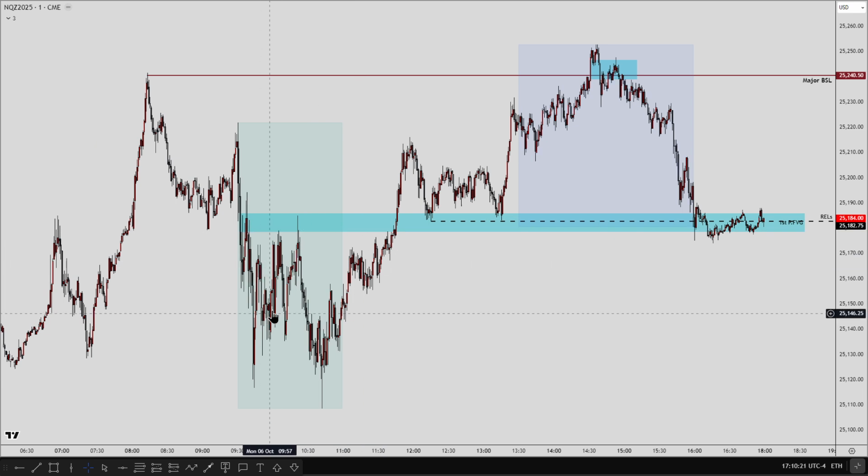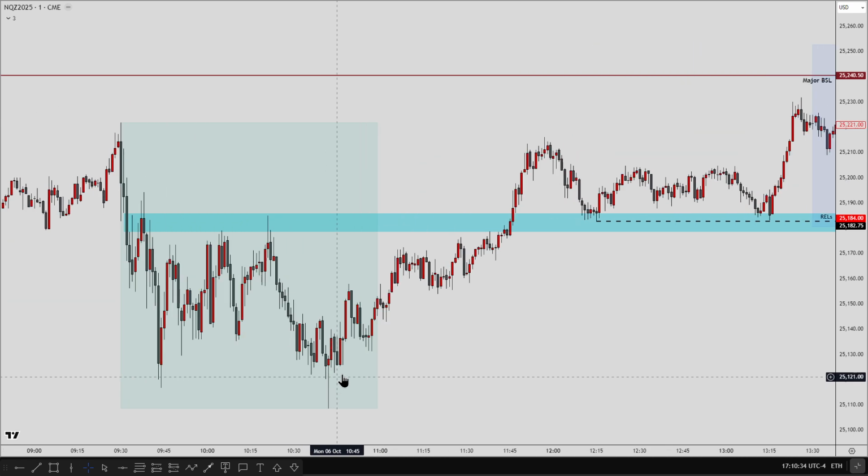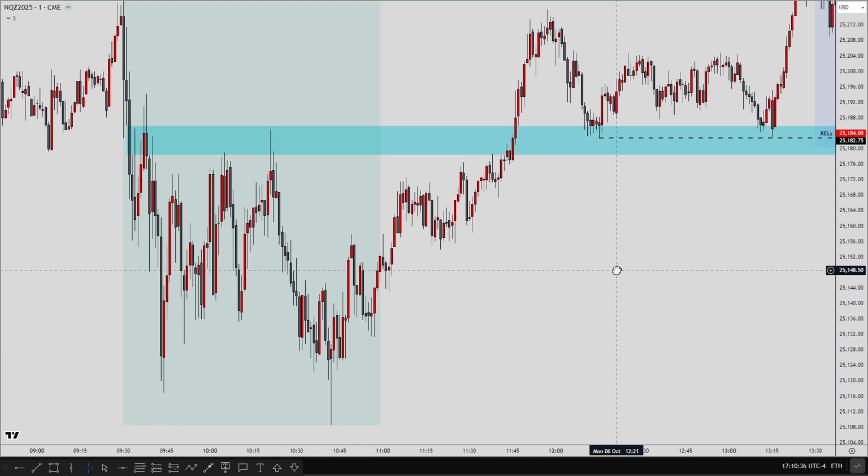Now we got a lot of choppiness going into the AM session, for most of the AM session. Post 10 o'clock we had that sell side delivery, it does trade higher, that is a silver bullet setup, but it's not clean. You see this?